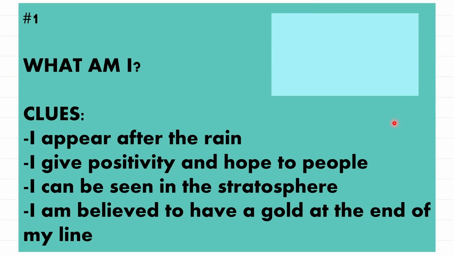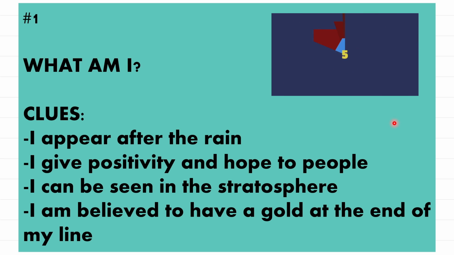Let's proceed with number 1. What am I? I disappear after the rain. I give positivity and hope to people. I can be seen in the sky, and I am also believed to have a gold at the end of my line. Answer that in 10 seconds. Hope you get it. Type it already. Let's reveal the answer. Wow, the answer is rainbow. Alright, so very good for those who got the correct answer. Let's proceed with the next one.